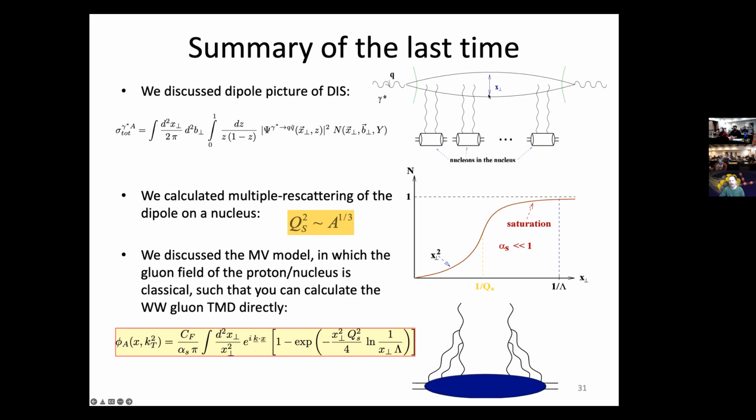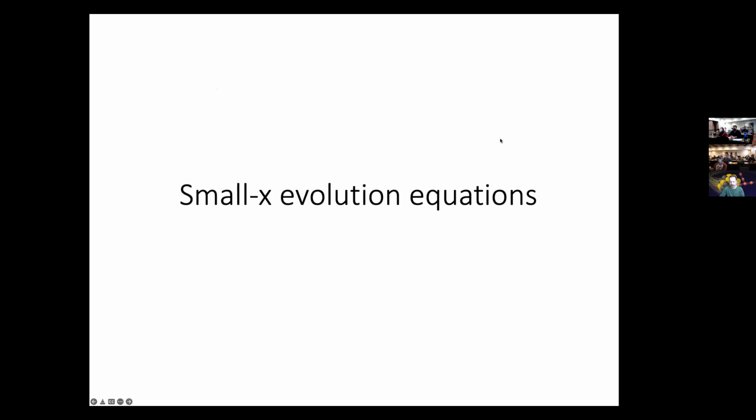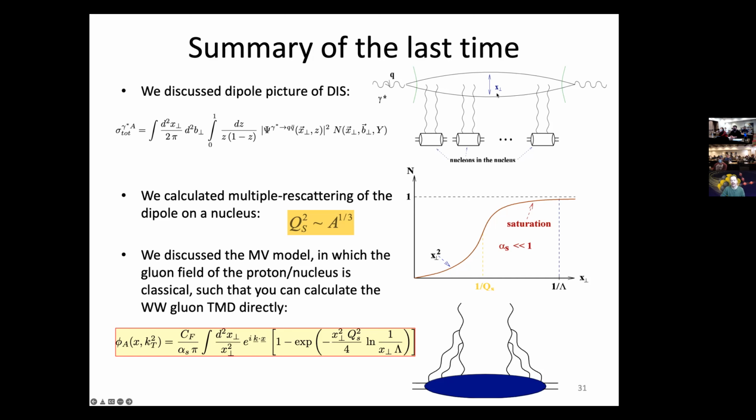The dipole amplitude depends on the transverse size of the dipole. It depends on the impact parameter between the dipole and the nucleus, and it depends on the center of mass energy through this rapidity variable y, which you can think of as log of energy over some transverse momentum scale, or just log 1 over x. So QCD interactions are in this amplitude N. Sorry, was there a question or did I miss something? No? Okay.